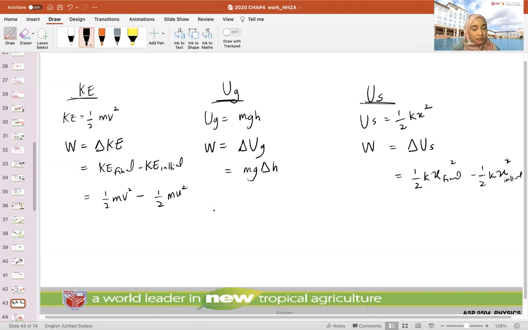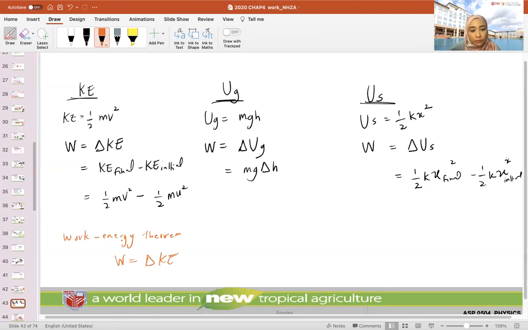What else did I miss? For KE, there is a work energy theorem. What does it tell you? You have to memorize it: the work energy theorem tells you that work is related to the change in kinetic energy. But don't write it like this, write it fully. Give me what is KE, tell me what is W.